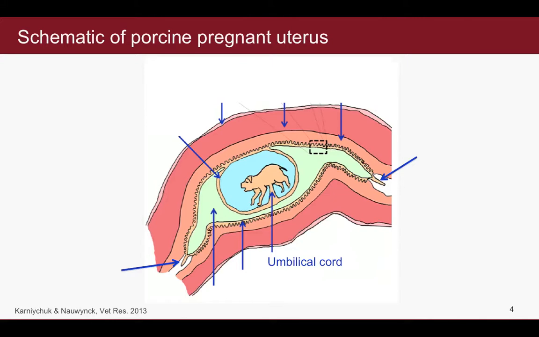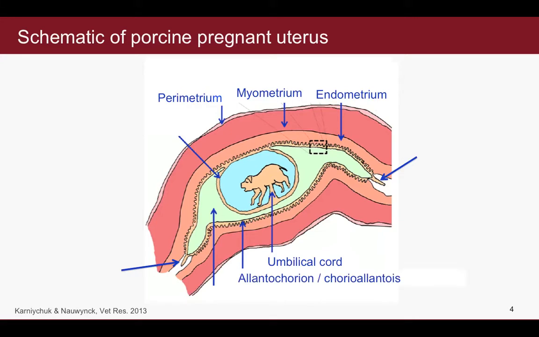This schematic shows a sagittal section of a fetus within a gravid uterus. The uterine layers include the perimetrium, myometrium, and endometrium. There are three layers of the placenta: amnion, allantois, and chorion, but in the pig placenta, the outer two layers fuse to form the chorioallantois, or allantochorion. It is the allantochorion that is in direct contact with the endometrium, thereby forming the maternal-fetal interface.